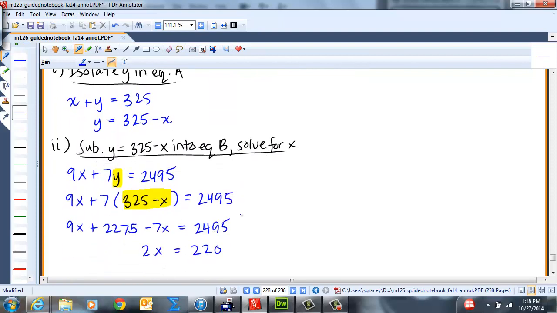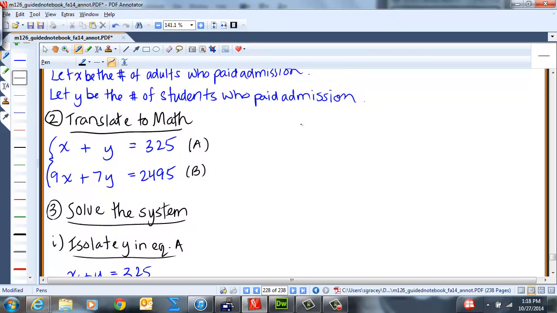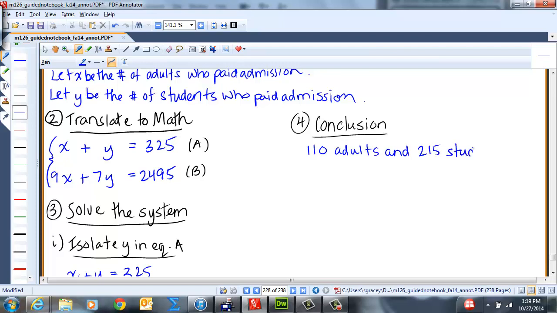So let's do our conclusion. So I'll do this up here. 110 adults and 215 students paid admission, and we're good.